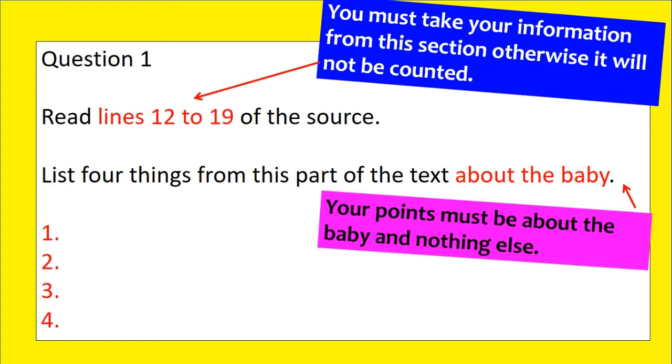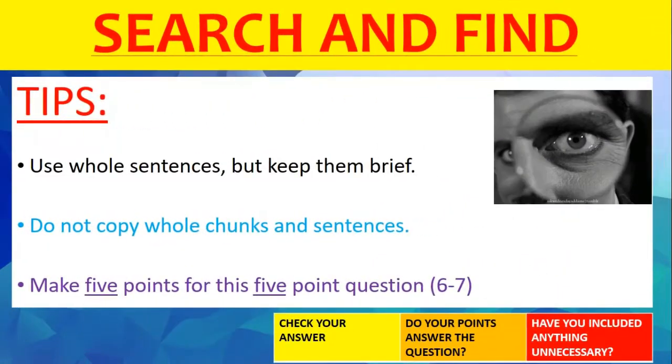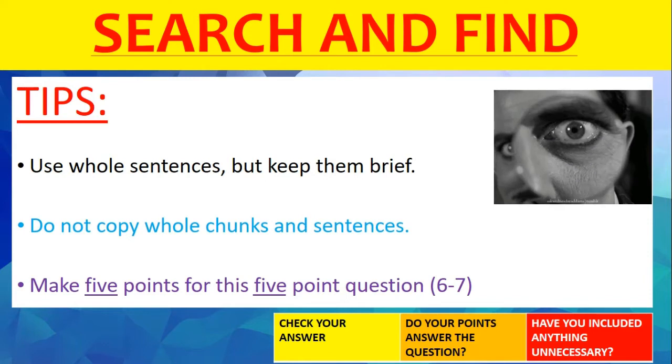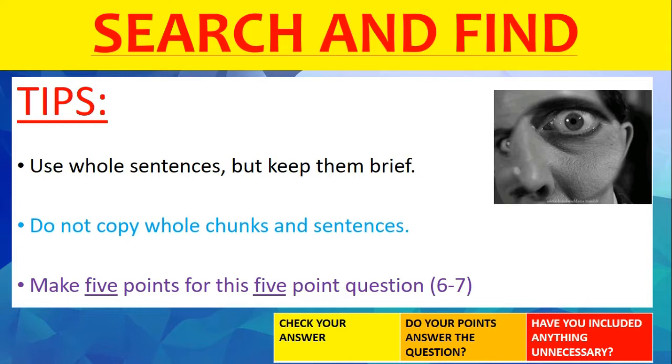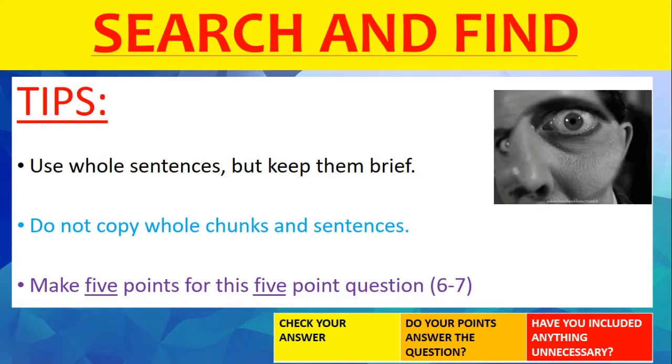So for example, if the text or the extract was about a family, about a mum, a dad, a brother and a baby, if you mention the mother, you're not going to get a mark for that, and you should write in sentences, but I'll talk about that more in a second. So tips for this exam: use whole sentences but keep them brief. Don't copy whole chunks and sentences. Make 5 points. So if it's a 5-mark question, try to make 5 points. If it's a 4-mark question, try to make 4 points.